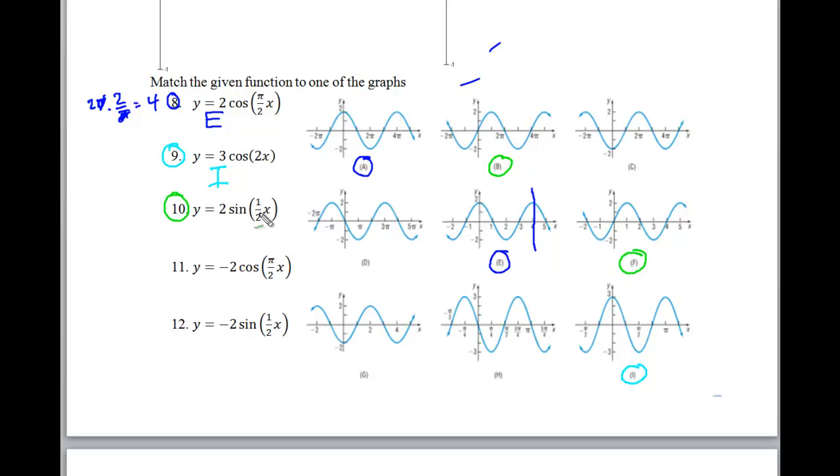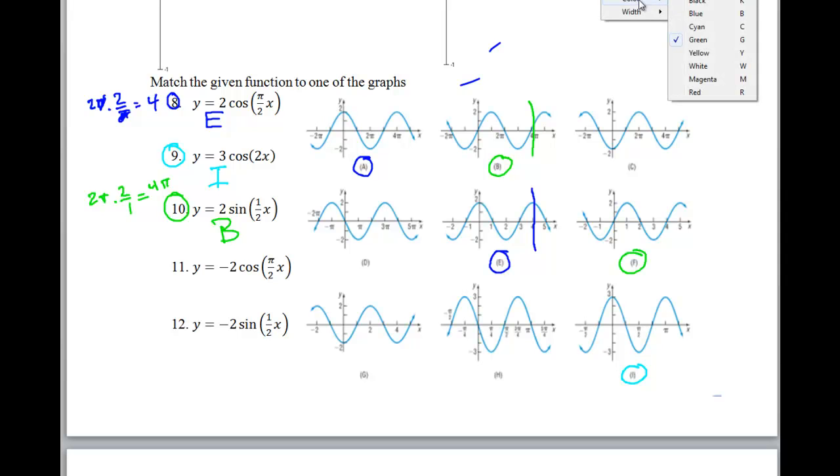And now let's check out the period right there. We're going to take our 2 pi, divide it by 1/2, which is the same thing as multiplying by 2 over 1. This is 4 pi. So which one cycles in 4 pi? It looks like this first one cycles in 4 pi. This one cycles in 4. So the answer for 10 is B. Alright, moving on, let's keep the colors on the screen here.